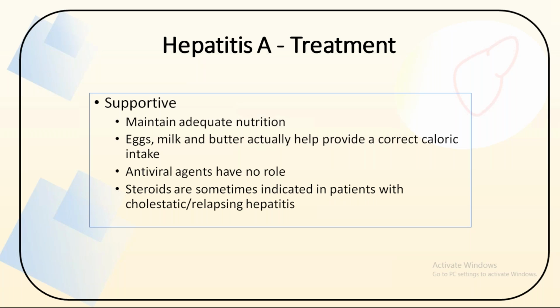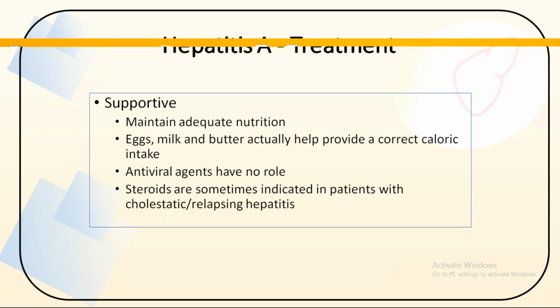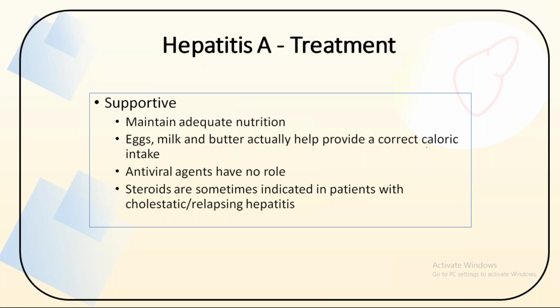Antiviral agents have no role at all, no drugs. They do not work on hepatitis A. Steroids are sometimes indicated in patients with cholestasis and relapsing hepatitis, not routinely. Please remember, routinely you don't give any steroids. If there is a relapsing hepatitis and the cholestasis is extensive, at such times you may think of oral steroids. Otherwise, not indicated. The only thing is adequate nutrition, hydration, and supportive therapy. Rest. Even with paracetamol you have to be careful because of the hepatic damage. So only symptomatic treatment. That's all.